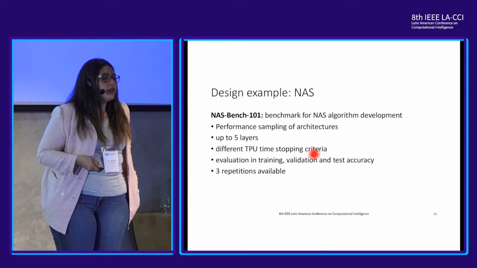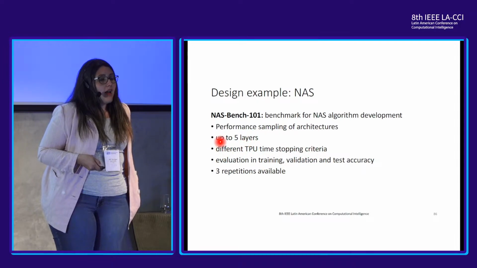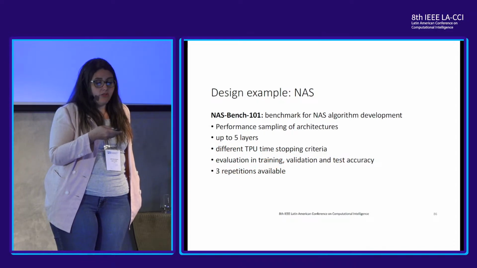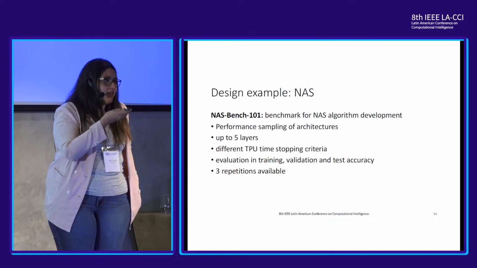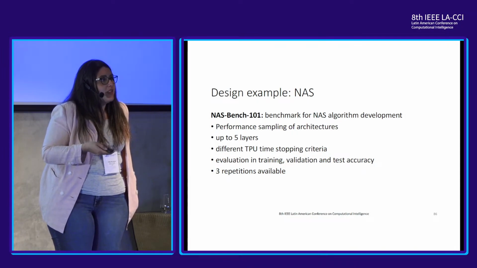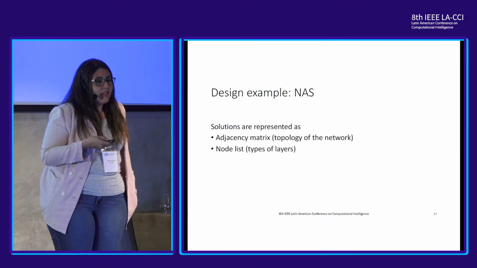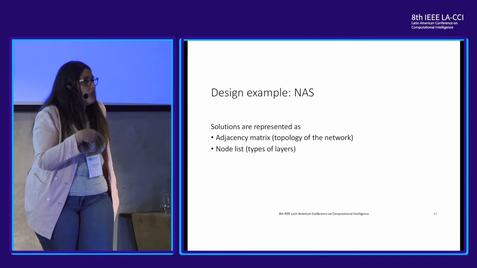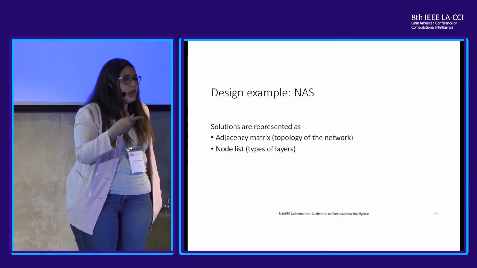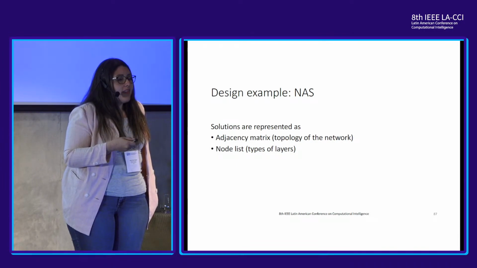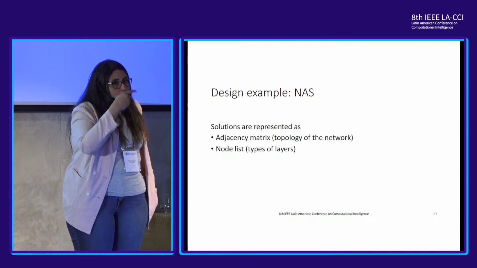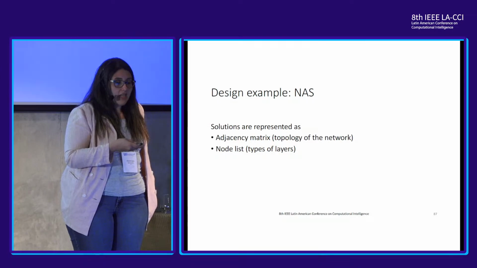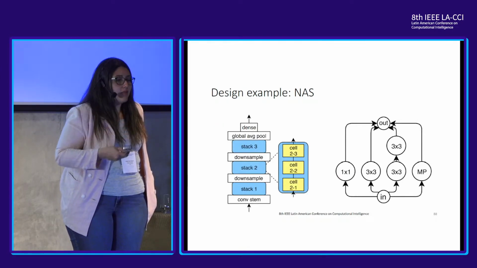There are some different stopping criteria in TPU time, right? There is evaluation in terms of training, validation, and test accuracy, and some repetitions, 3, which they defined was enough for the benchmark, right? And for the solutions when configuring, because this originally is not what we did, we just tested it and saw what was happening, they define the configuration space as an adjacency matrix with a list of nodes that are the types of the layers, right? So something a bit like this.